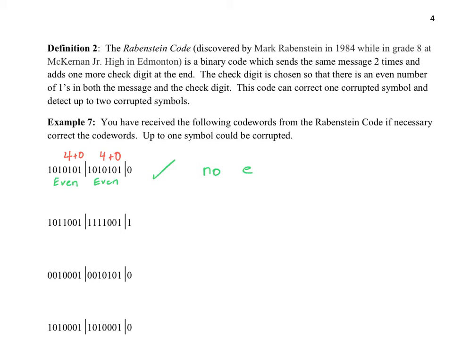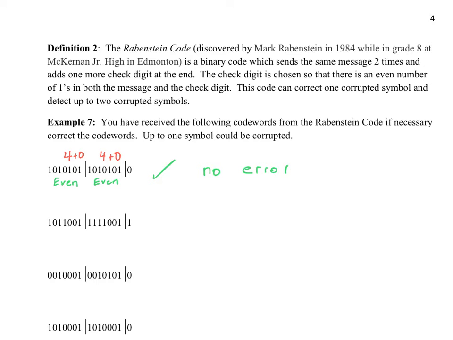Or you could also say that this is what the sender sets up to send away. The sender would have this message, would repeat it, and then would put one more check digit on the very end to make sure that it would get through correctly via the Ravenstein code. Okay, let's check one more.